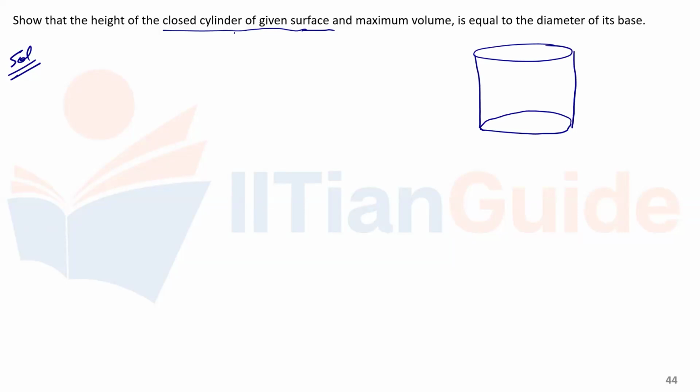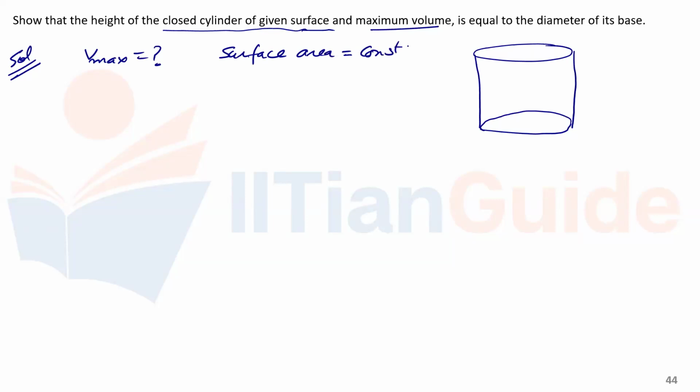Show that the height of the closed cylinder of the given surface area and maximum volume is equal to the diameter of the base. Volume, whether we need to maximize or minimize, is equal to the diameter of the base. Given surface area, of maximum volume. Okay. Given surface area. The surface area is a constant. Surface area is a constant. Given surface area, that is a constant.